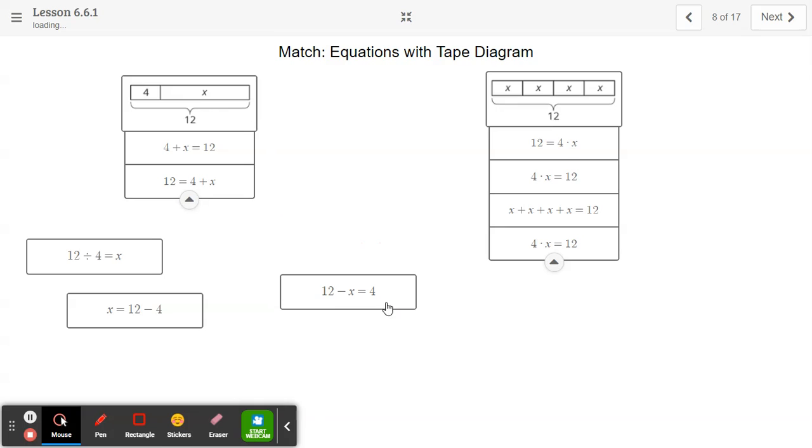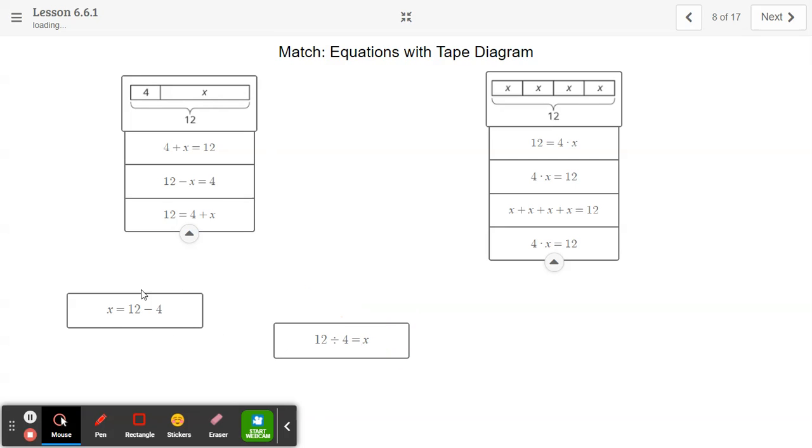All right, so now we're left with 12 minus x is 4. Well, this isn't showing any kind of subtraction, but this does, because I know x is 8, right? So 12 minus 8 is 4, and this does show that. If we have 12 and we get rid of x, we're left with 4. So this goes here.